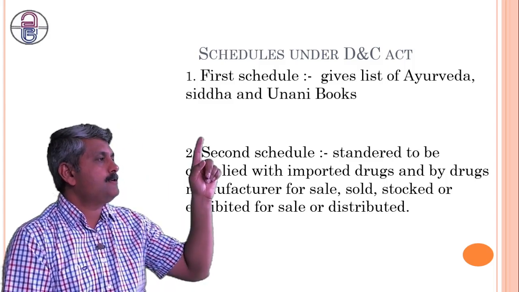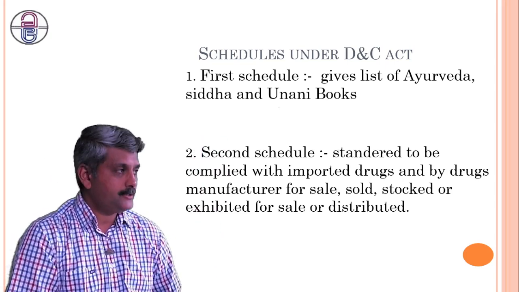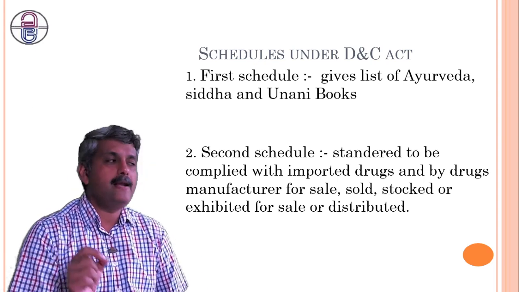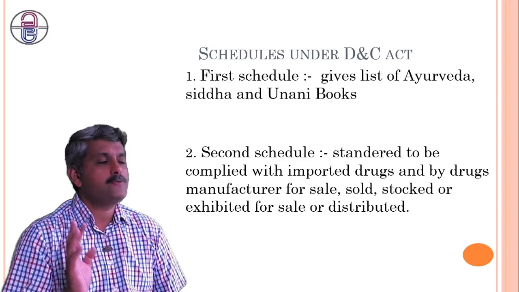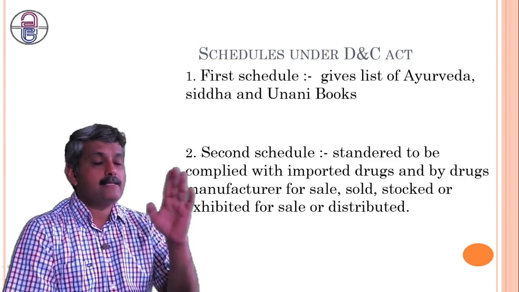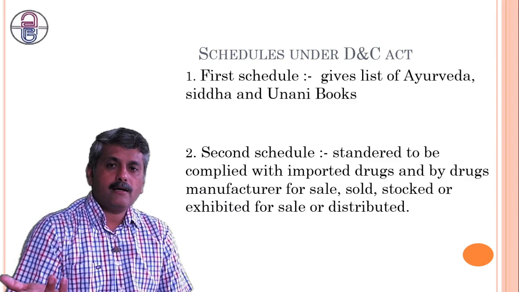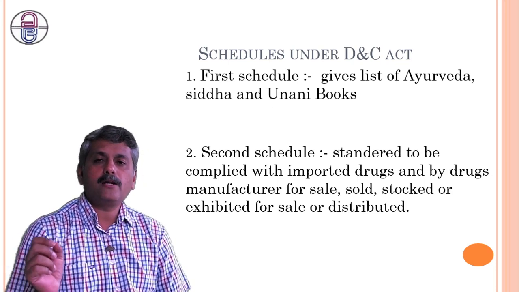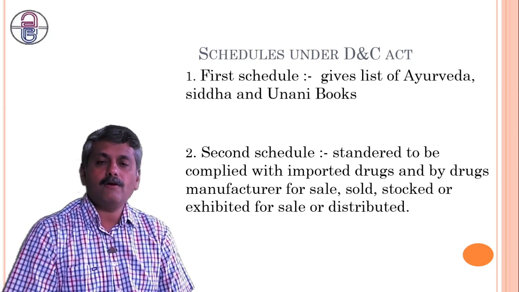The first schedule gives the list of Ayurvedic, Siddha and Unani preparations, while the second schedule gives the standards to be complied with by imported drugs as well as for manufacture, sale, etc. We already saw this referred to in one definition, like bulk drug. In that definition, it is referred to in the second schedule of the Drug and Cosmetic Act, which is used as such or as an ingredient of any formulation, that we call a bulk drug.